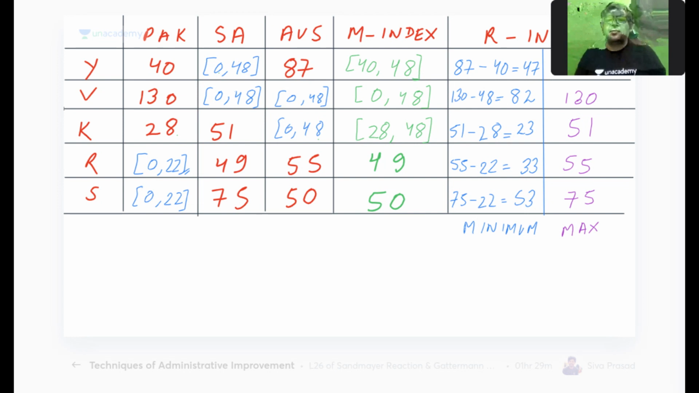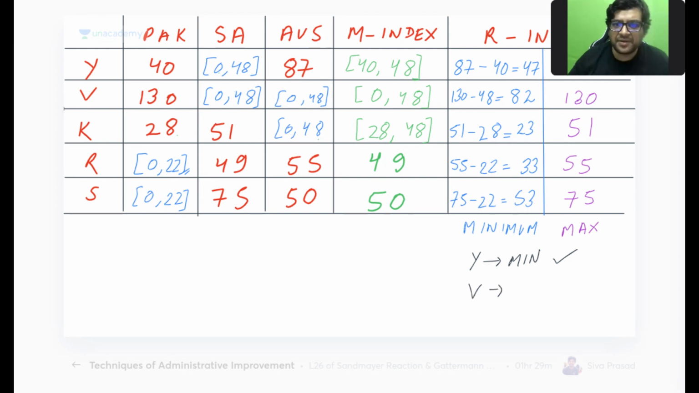Now, which one of them can be minimum? Look at this data, if I say Yuvraj is minimum, is that possible? If I say Yuvraj is minimum, then I'll make Yuvraj as 47, all others as 130, 51, 55 and 75. So yes, Yuvraj can be minimum. Do you guys agree? If I take Yuvraj as 47 and all others I take as the maximum value, then Yuvraj can be minimum.